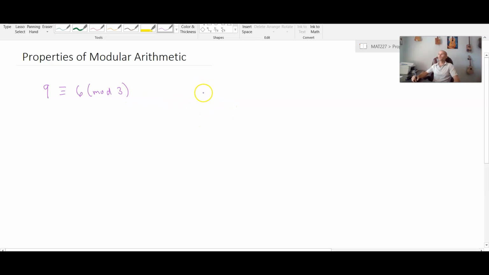And we also will say that 7 is congruent to 16 mod 3. That's also a true statement. Why is it true? Because 7 minus 16 is negative 9, and negative 9 divided by 3 is negative 3, and negative 3 is an integer.